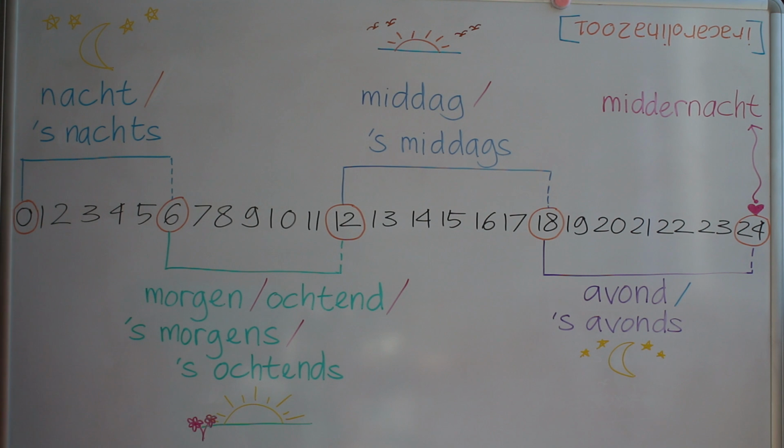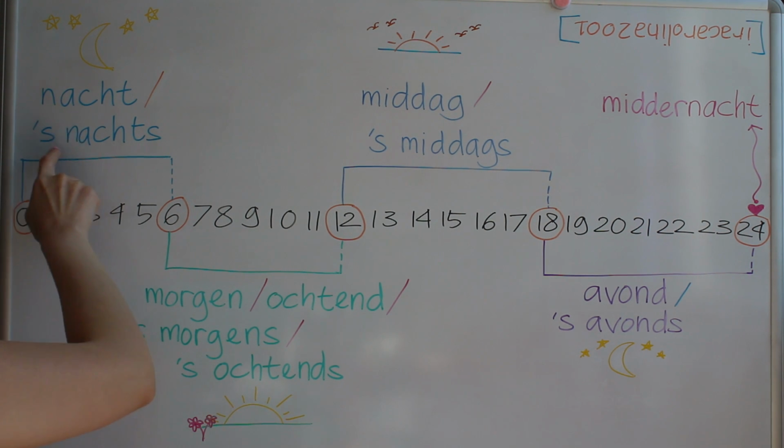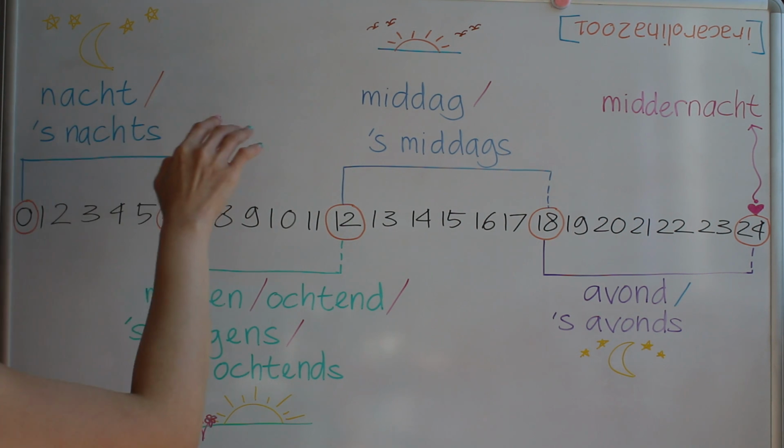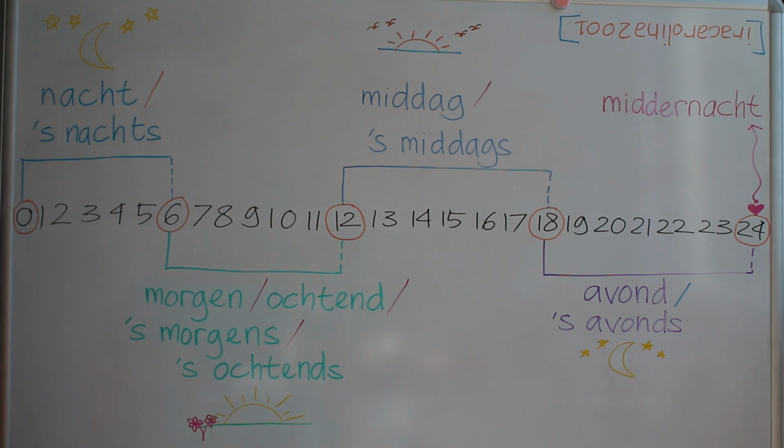Now we will learn about this one. From 0 to almost 6, we call it Nacht, or night. If you want to say at night, you put the apostrophe S, space, and then Nacht, and you put S at the end of the word. You read it as 's nachts, 's nachts. Nacht, 's nachts.